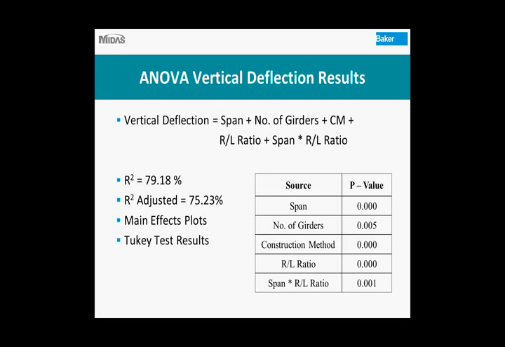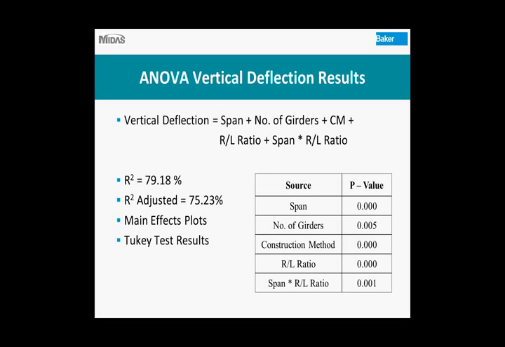So that top equation there is showing what we determined using our analysis of variance. We can predict our vertical deflection is going to be equal to the span plus the number of girders plus CM, which stands for the construction method, plus the R over L ratio, plus we only have 1 interaction term, the span times the R over L ratio.